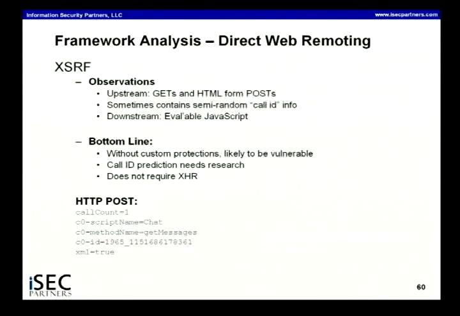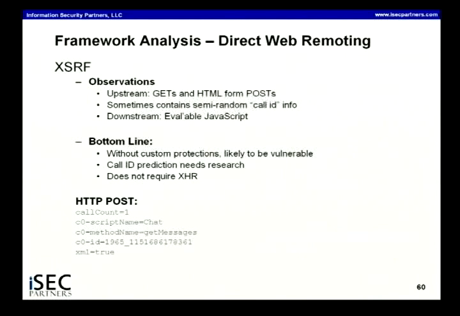Cross-site request forgery. Upstreams are GETs and HTML form POSTs. Like we said, GETs and POSTs within the HTML, name-value pairs, are very easily faked, either by doing an image or script tag for a GET, or doing an iframe for a POST. Sometimes there is this call ID info that's thrown in there that doesn't look like it's truly cryptographically random, but it's probably random enough to make an XSRF attack not feasible.